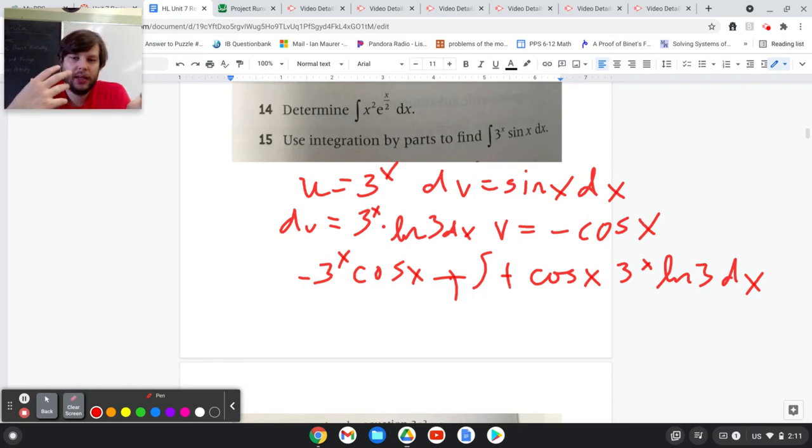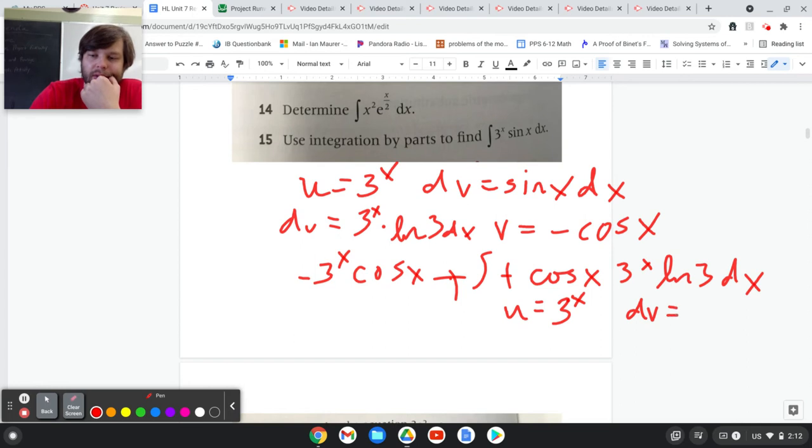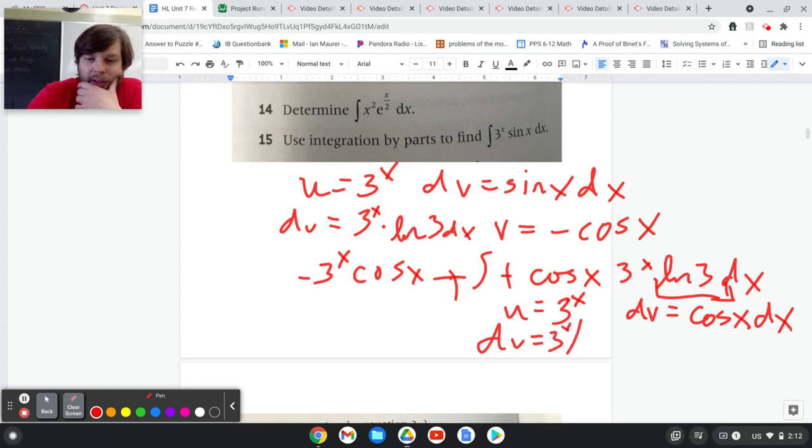Try doing it again, choosing the same functions as your u and your v. So I'm going to set u equal to 3 to the x, and I'm going to set dv equal to everything else, cosine x dx. I'm ignoring this natural log of 3 because it's a constant that I can just throw in front of the integrand anyway. So du, just like before, is 3 to the x natural log of 3 dx. V, the antiderivative of cosine, is sine.